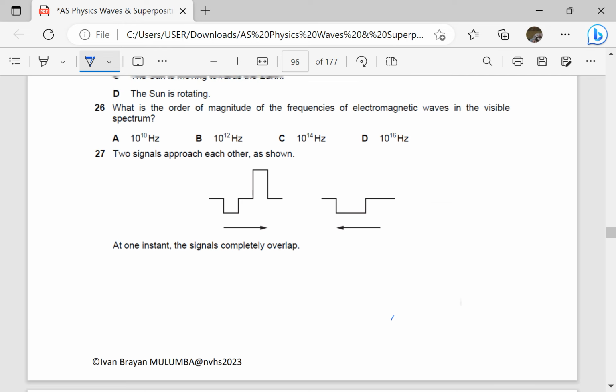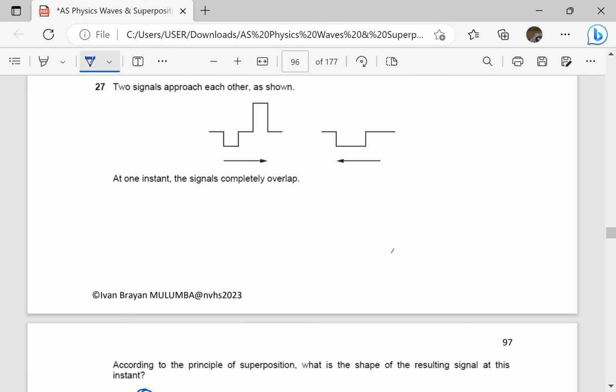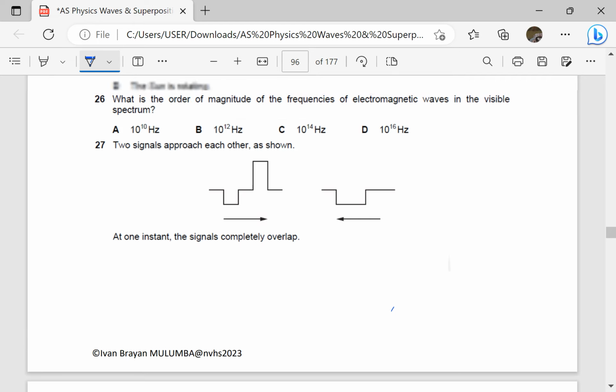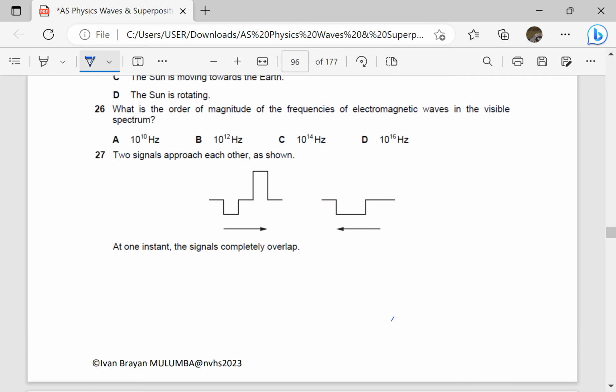So this is, I think we stopped around here in episode 4. We stopped on page 96, I think, and we were supposed to start with this particular question. Two signals approach each other as shown here. At one instant, the signals completely overlap. Let's try to bring this signal to overlap with the other one. So I'm bringing this part here. Because they completely overlap, that part will come there. Then this part here will be here. And then this part here will cover up most of this part, and this will be there.